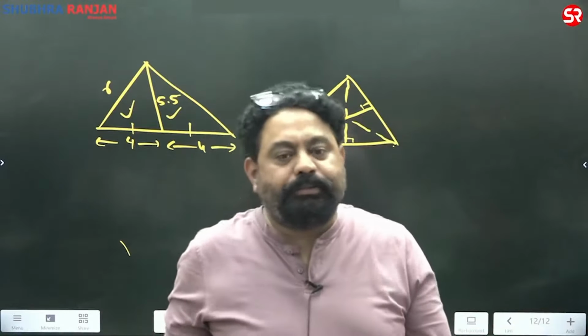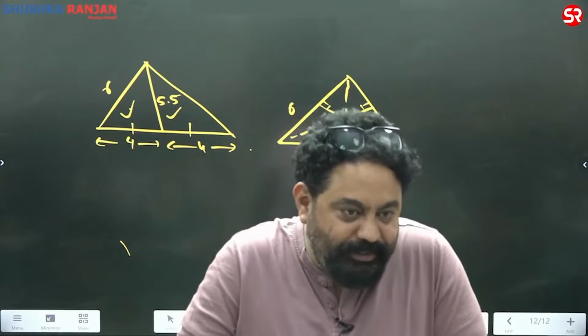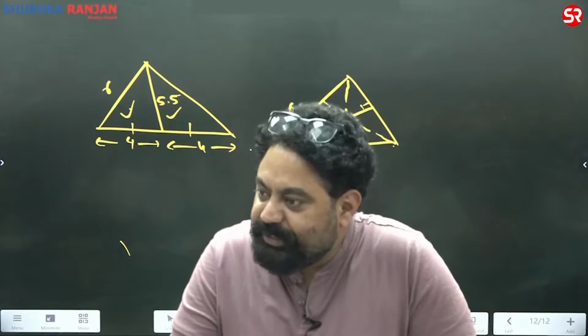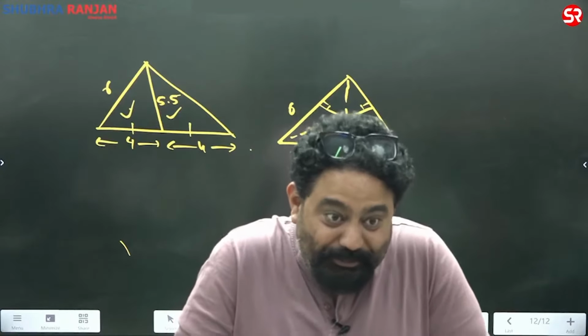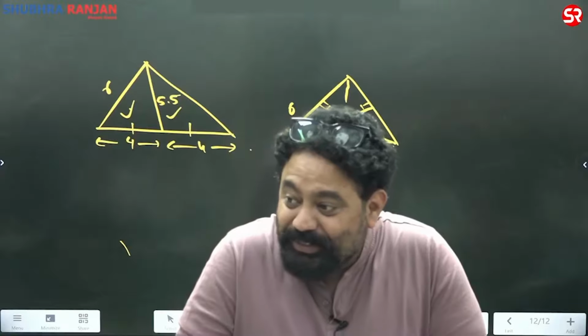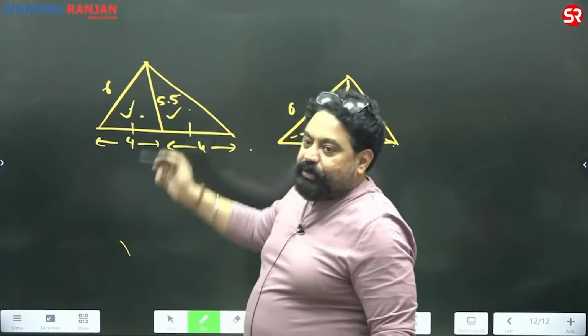Once there are three sides given, you would get the area of a triangle. By Heron's formula, if there are three sides of a triangle, you can easily find the area. So I don't need to find it, simple, you know it. We know that the area of this triangle can be easily found, so the area of the triangle would automatically come.